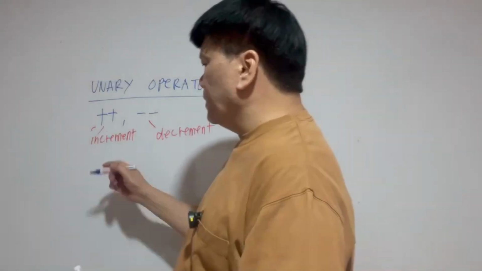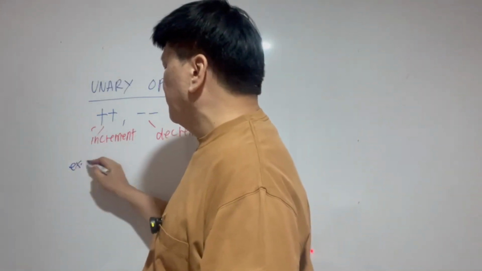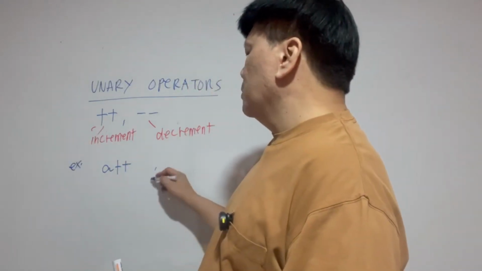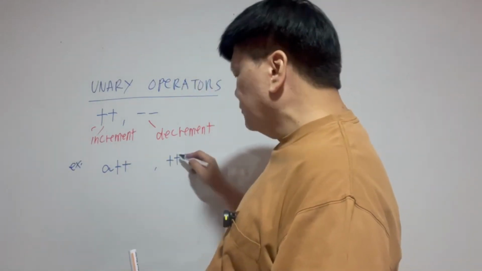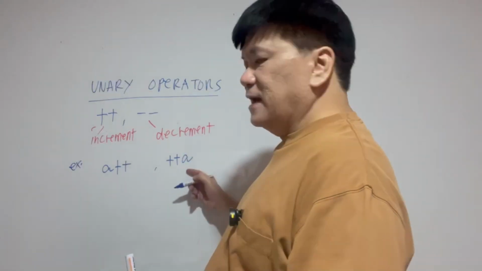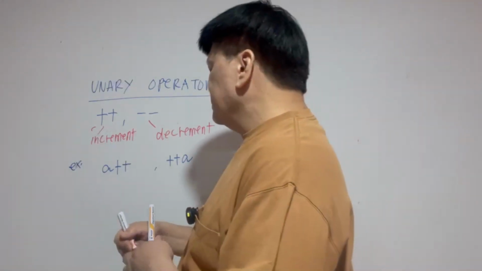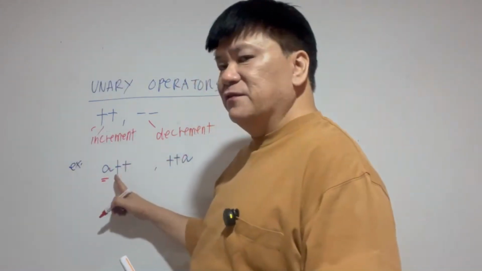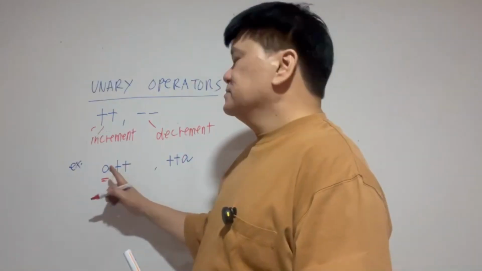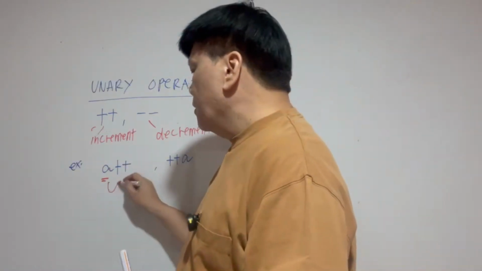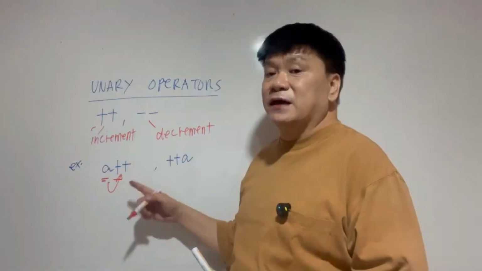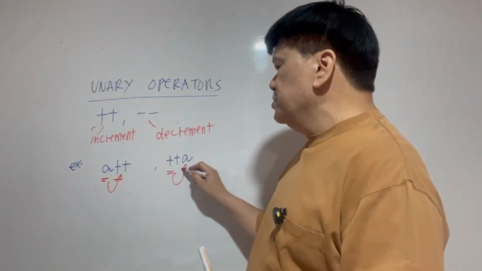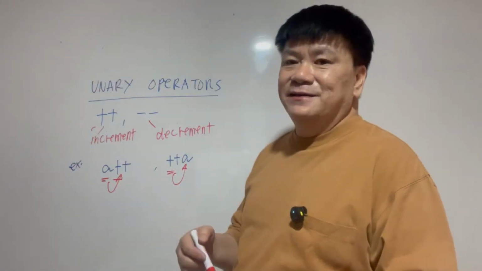Let's say, for example, we have a certain variable A, then you say A increment. Then another one, increment first, then A. So what is the difference between the two? In this one, you use the value first, whatever is the value of A, that will be used first before you add 1, before you increment. In this one, you increment first before you use the value of A.